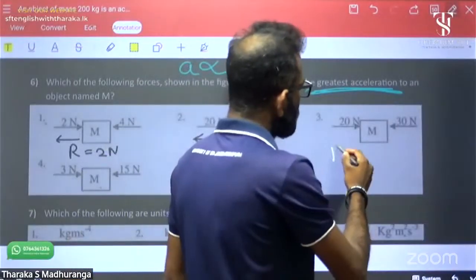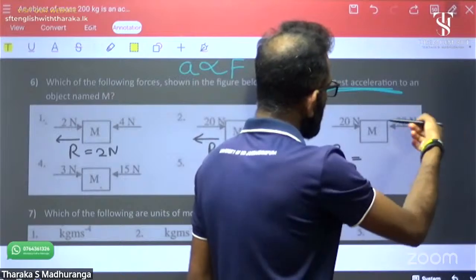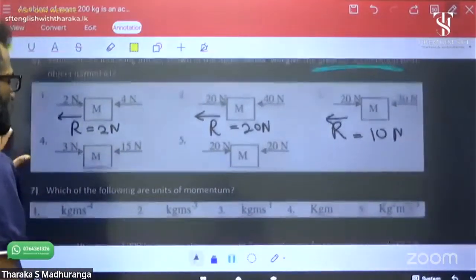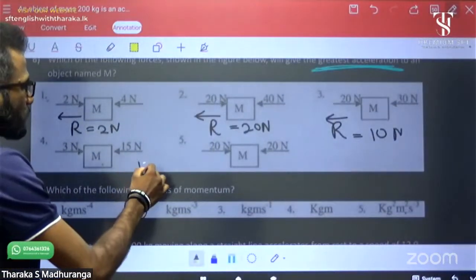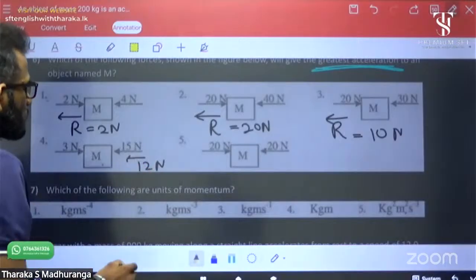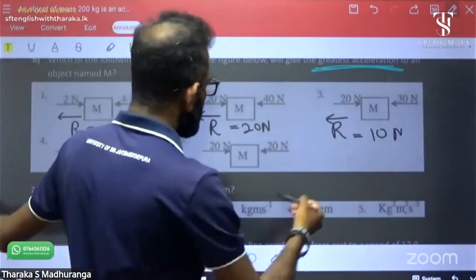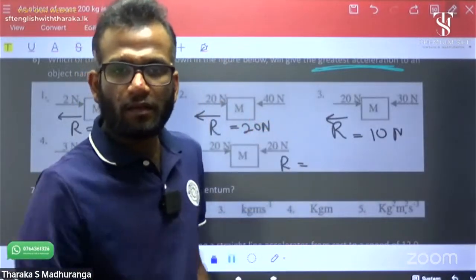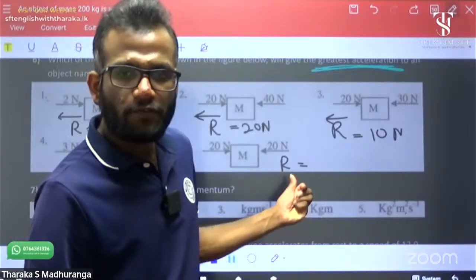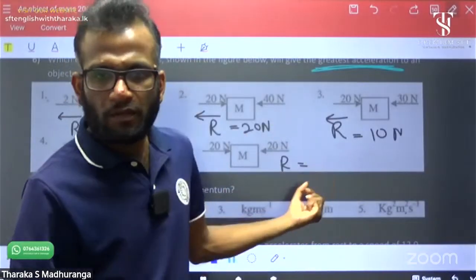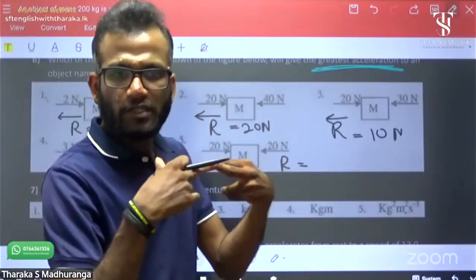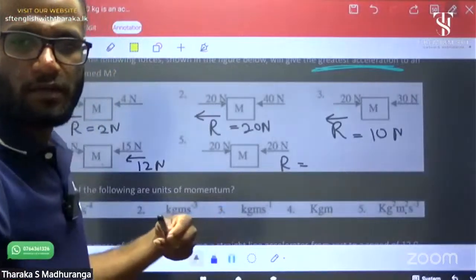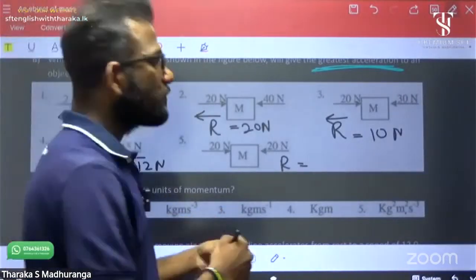How about the resultant force of the third force system? 30 minus 20, it is 10 Newton to the left side. 15 minus 3, it is 12 Newton in this direction, left side, the same direction. How about the resultant force for the final force system? 20 and 20 act along opposite directions. Good. It is 0. It's already balanced.